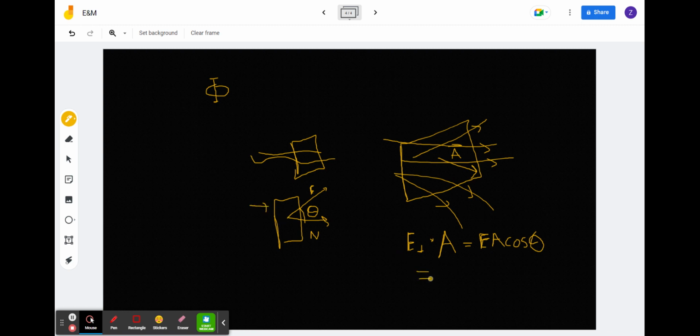And now those of you familiar with vectors can see that this is the dot product of E and A, where A has the magnitude of the area of the rectangle, but in the direction of the n vector, the normal vector.